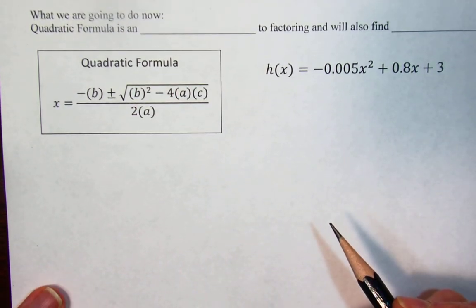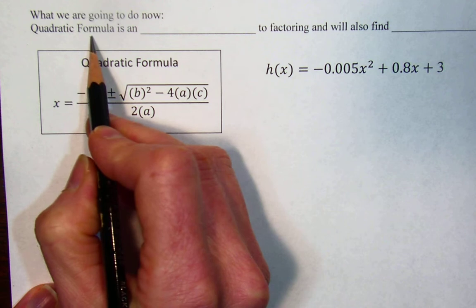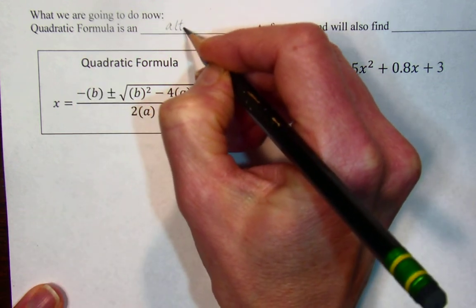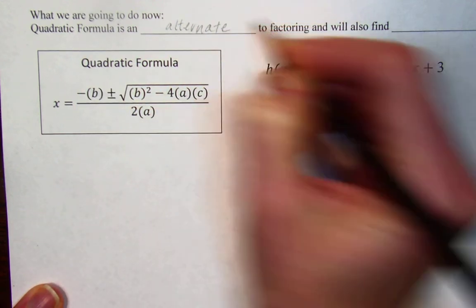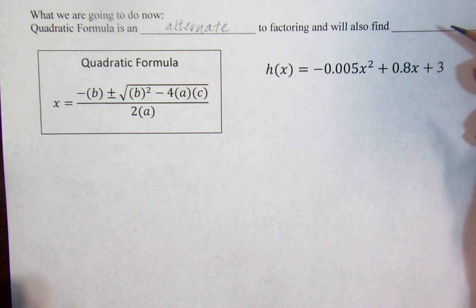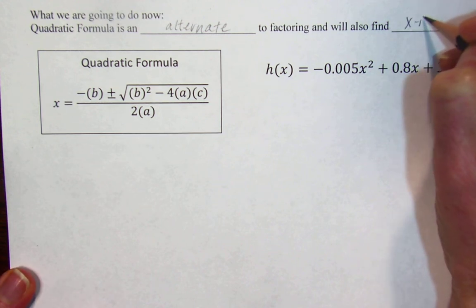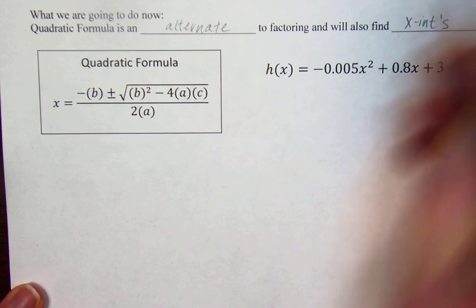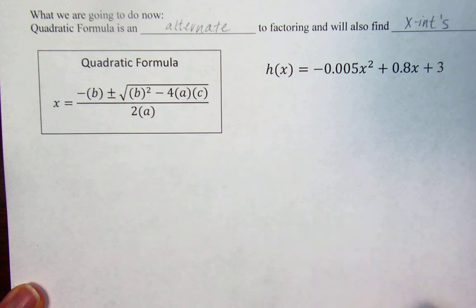Instead of factoring and using the zero product property, we're going to use this quadratic formula. It's an alternate to factoring, and it will also find the x-intercepts. This is the quadratic formula. It looks scary and difficult, but I promise you it's not.